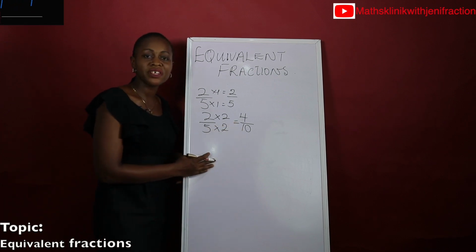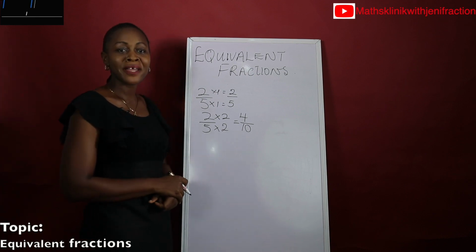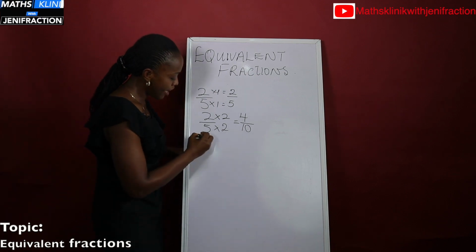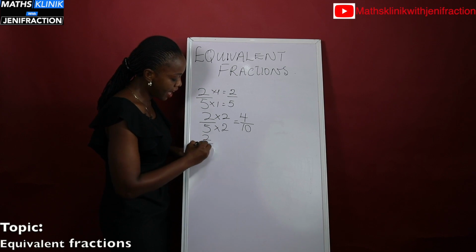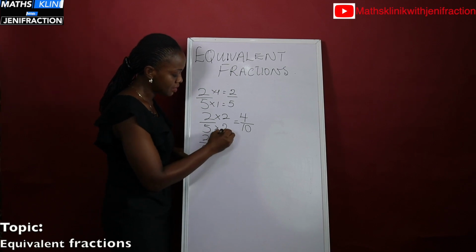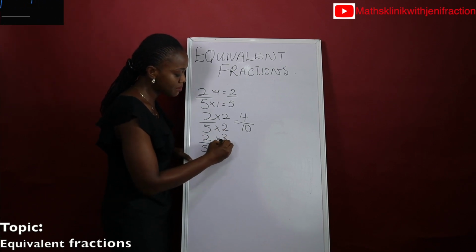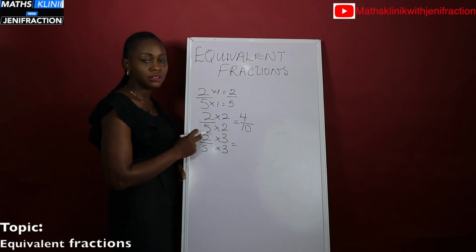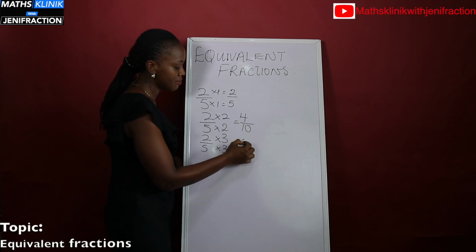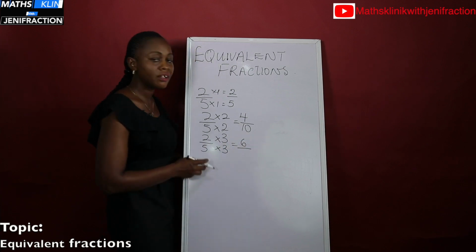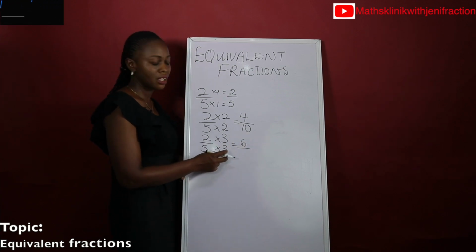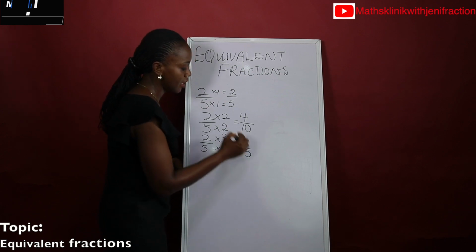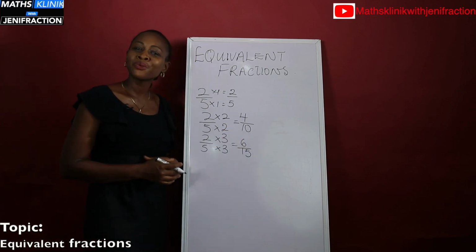Now, the next equivalent fraction, we multiply by 3. So, I have my 2 over 5 times 3 over 3. Therefore, I have 2 times 3, I have 6, over 5 times 3, I have 15. Now, what do we do?